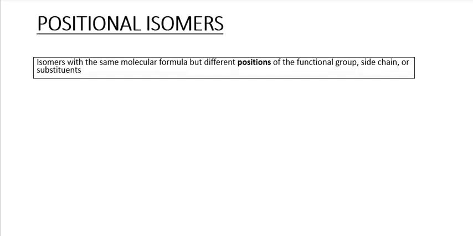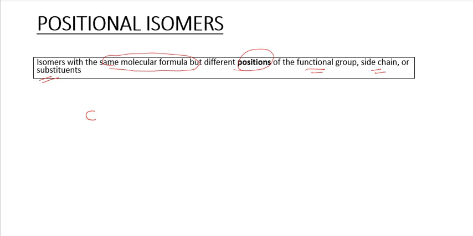Positional isomers are isomers with the same molecular formula. They have the same molecular formula but different positions of the functional group, of the side chain, or of the substituent. So they have the same molecular formula but differ in the position of the functional group or side chain or substituent. That is the positional isomers.